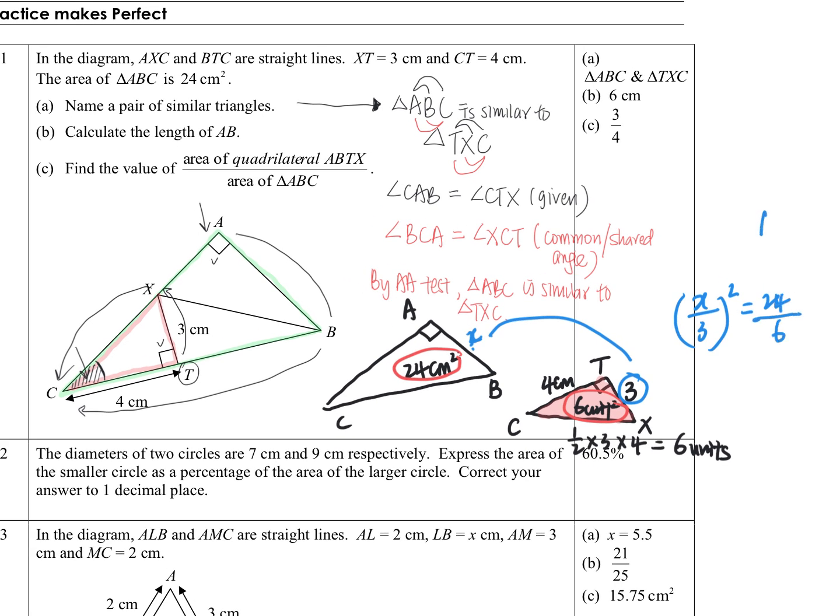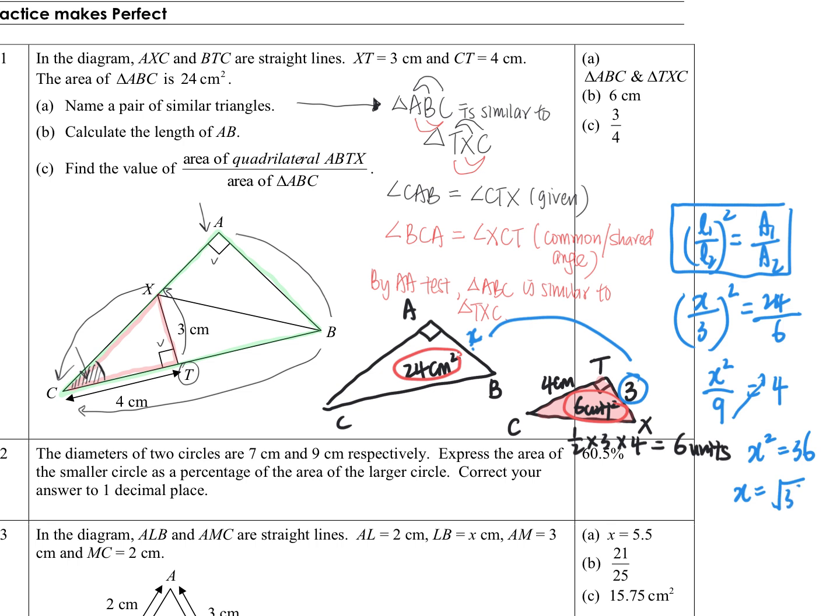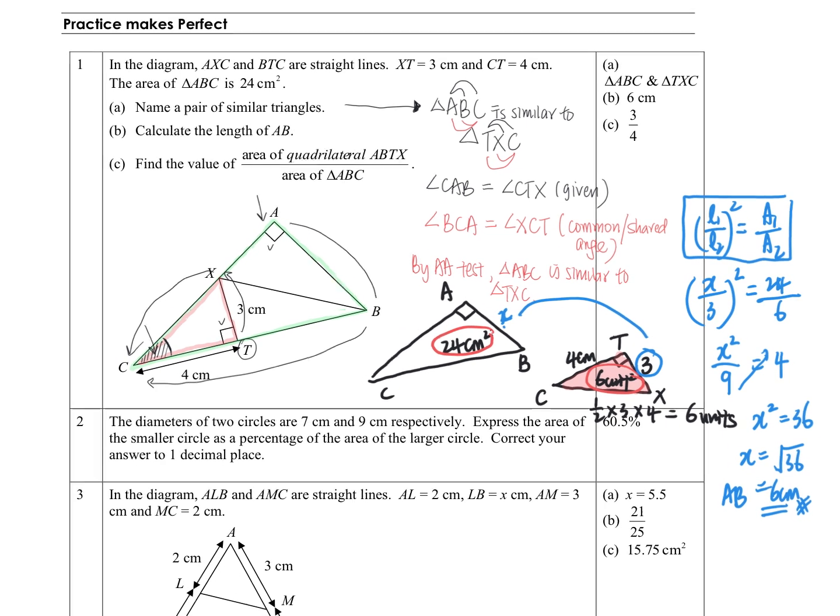This is using this formula. Okay, I'm just using this formula. So looking at that, I get x squared over 9. This one is just 4. So you cross multiply. X squared is 36. So x, you take a square root, is just 6 cm. So AB is 6 cm. So this is using ratio of similar triangles.